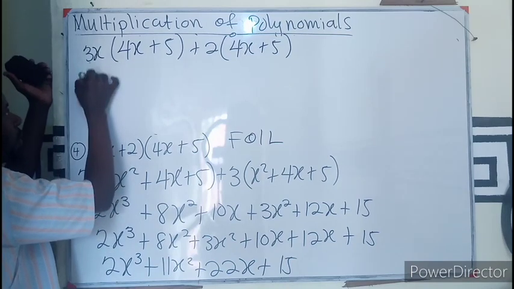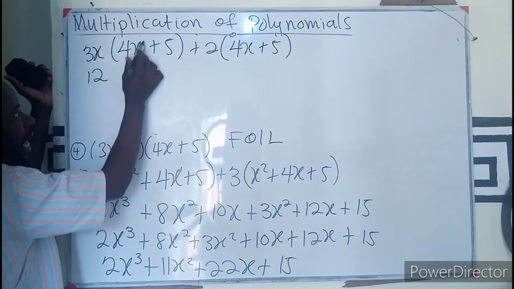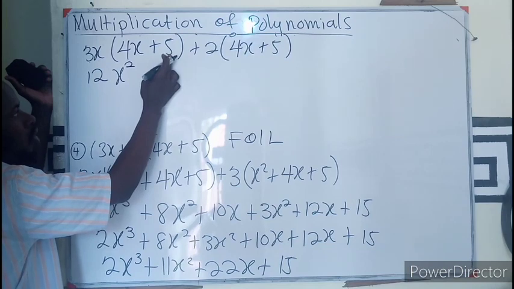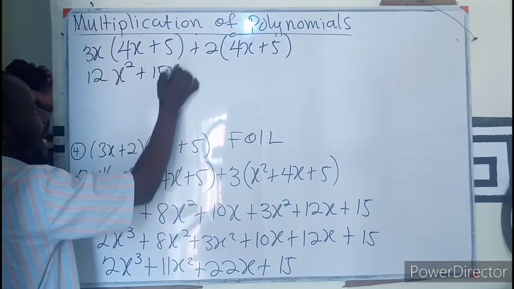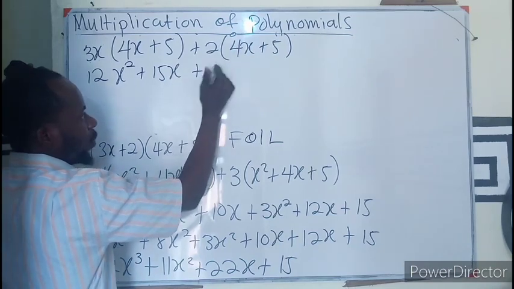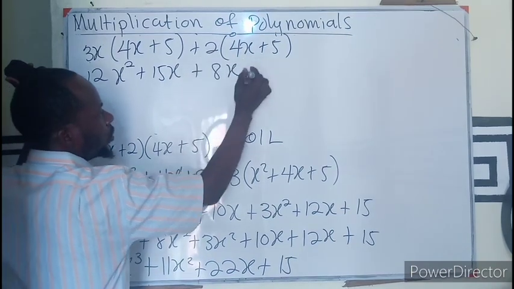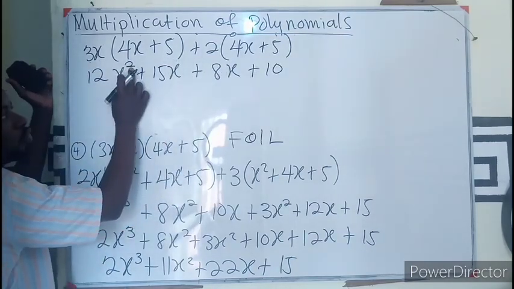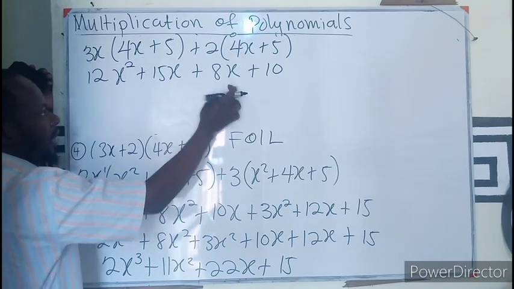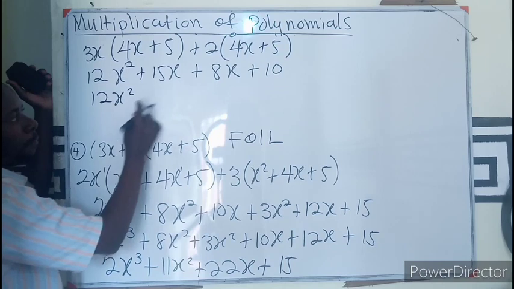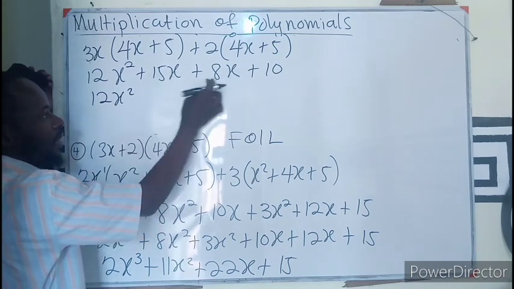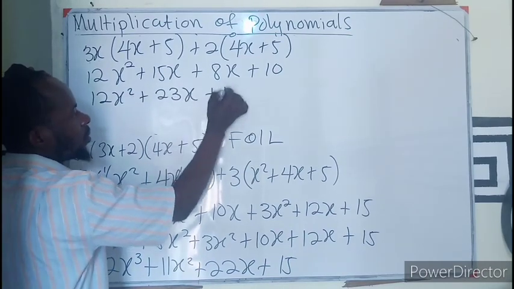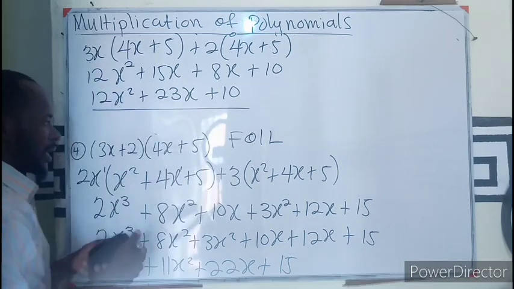So 3, 4, 12. X to the power 1 times x to the power 1. The variable will increase in power by 1 plus 1, 2. A constant times this will be 15x. 2 times this will be 8x. 2 times 5 will also be what? 10. X to the power 1, x to the power 1, x to the power 2. So like terms are already grouped. So this 12x squared, if you factor x out, you'll be left with 15 plus 8. And that will be 23. So 23x plus what? 10 will be the final answer.